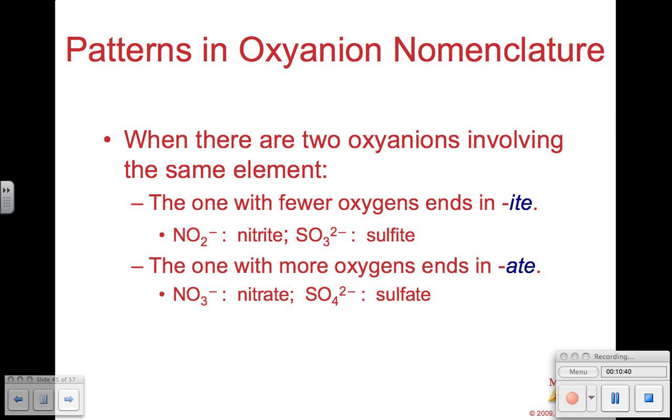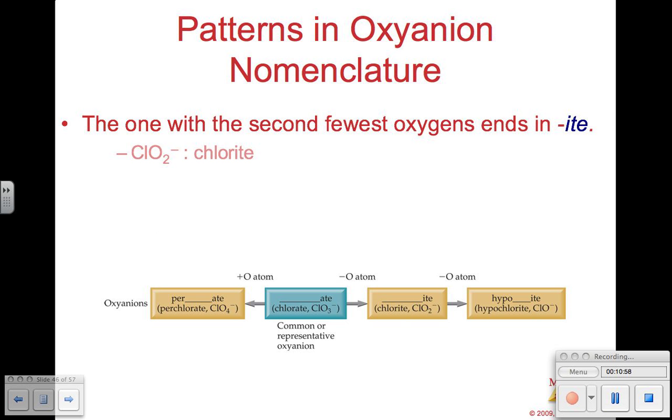The one with more oxygens ends at -ate. So for the standard ones, like sulfate and nitrate, you do have to really be familiar with these, because to know that nitrate is NO3 minus is the only way that you're going to know that nitrite is one less oxygen. So there are some patterns that you have to become familiar with so that you can work with them.